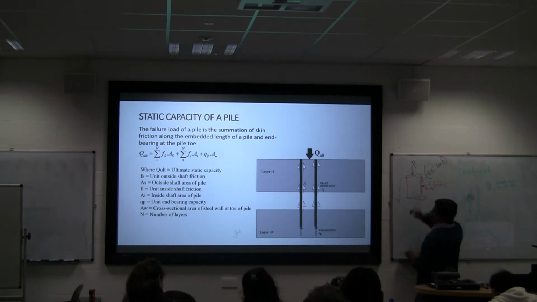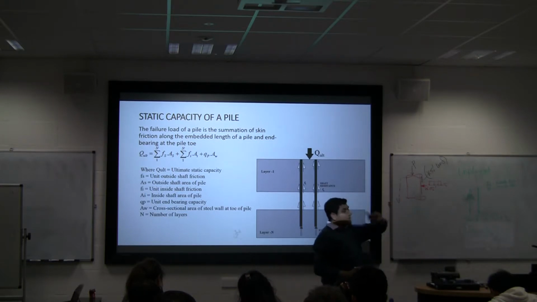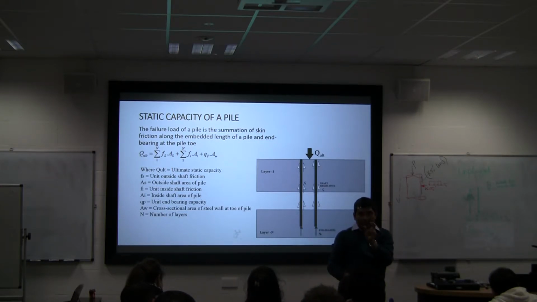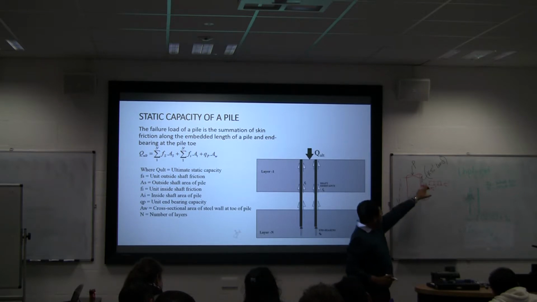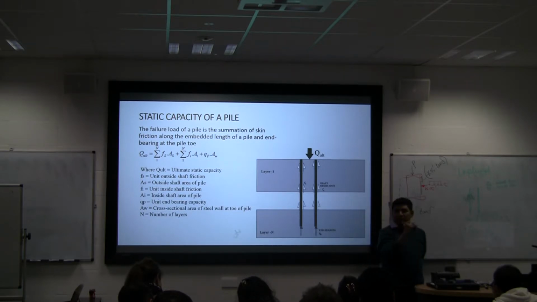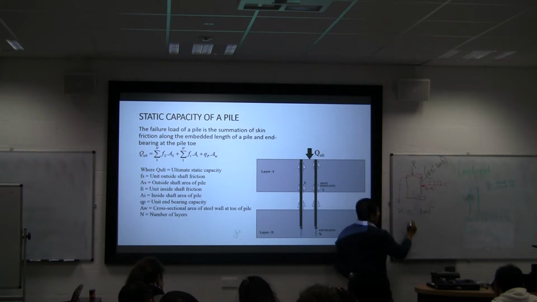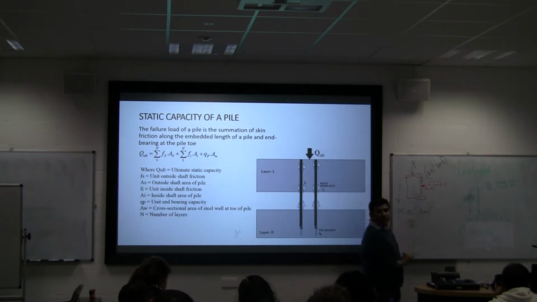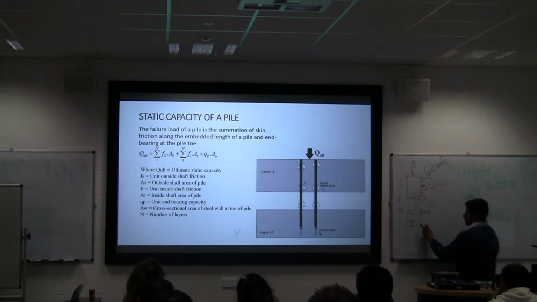Now, what is the unit? Always remember to do units. It's very important. What is the unit there? So, K times sigma V dash times tan of delta. K is unitless, the lateral earth pressure coefficient. Sigma V dash is in kilopascal. Tan delta has no unit. So you get the unit of stress.